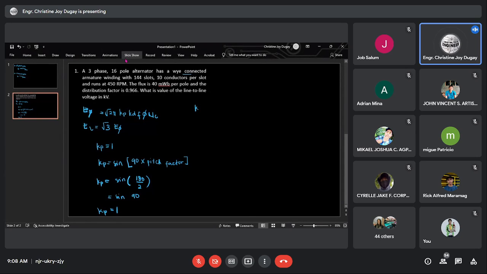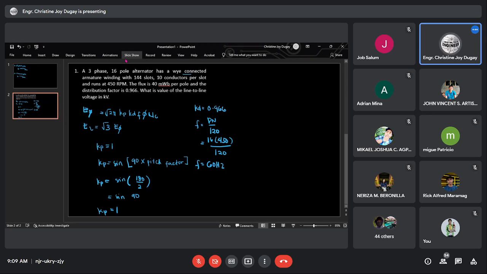About Kd, our Kd is given, 0.966. Next, our frequency. What is the value of our frequency? It is not given, so we may solve it from the speed. That is equal to Pn over 120, where P is 16 and N is 450. Divide by 120. So, the frequency is how many hertz? 60 po.